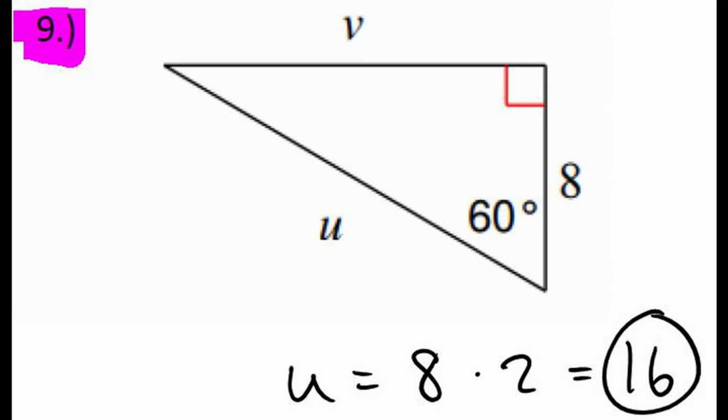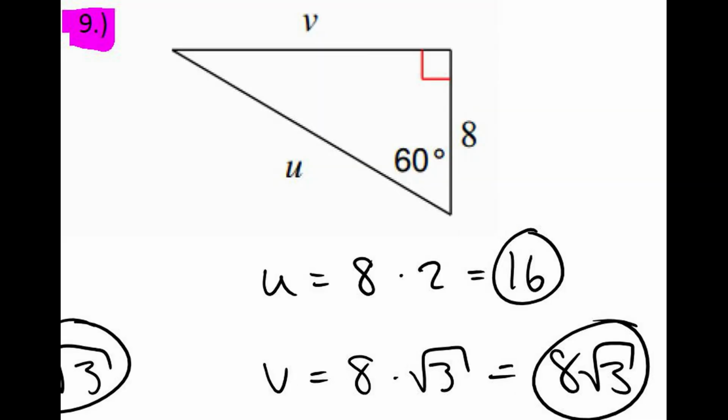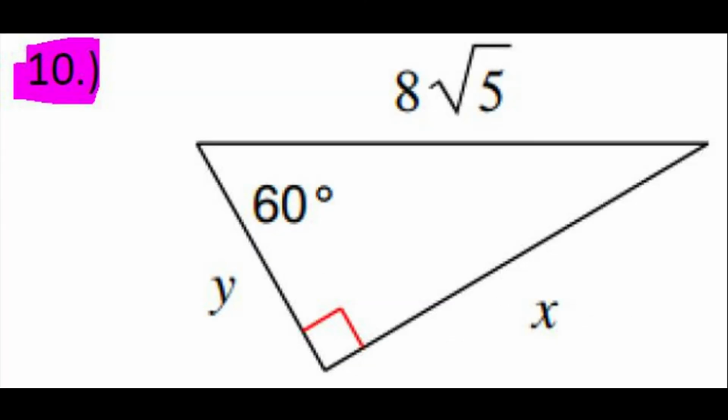So that's u. Now to find v, we're going to go back to that 8 and we're going to multiply it times root 3. So 8 times root 3 is just 8 root 3, and that whole thing is done. So pretty easily. Okay, number 10.